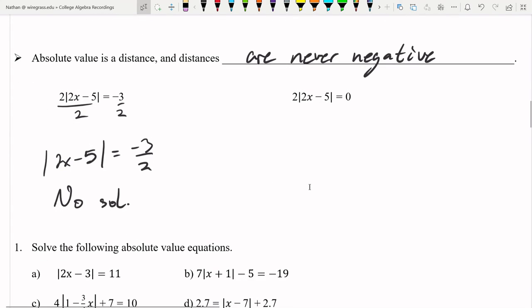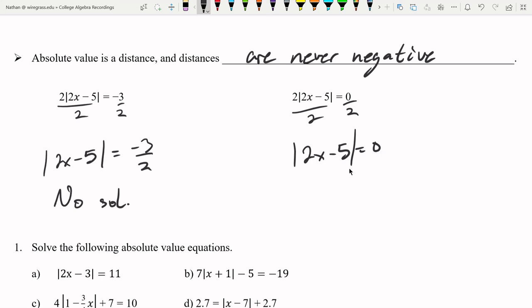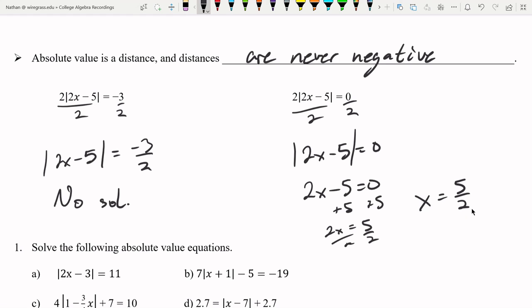Of course, a distance can equal 0, however, so let's divide by 0. The absolute value of 2x minus 5 equals 0. And there's no reason to break this up into two equations. 0 is neither negative nor positive, so when you multiply it by a negative or positive, it just goes away. So this really just becomes 2x minus 5 equals 0. Add 5 and then divide by 2. The answer is x equal to 5/2. There's only one solution whenever the absolute value is equal to 0.